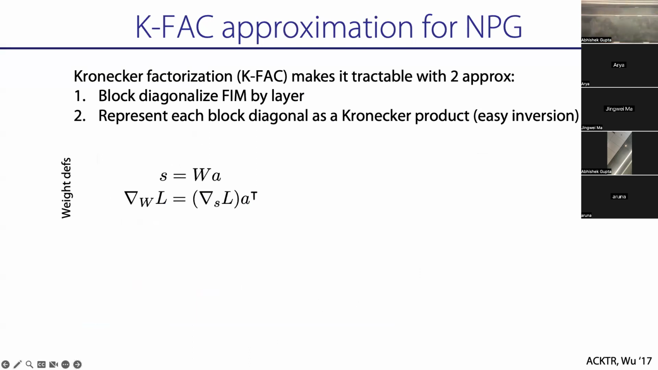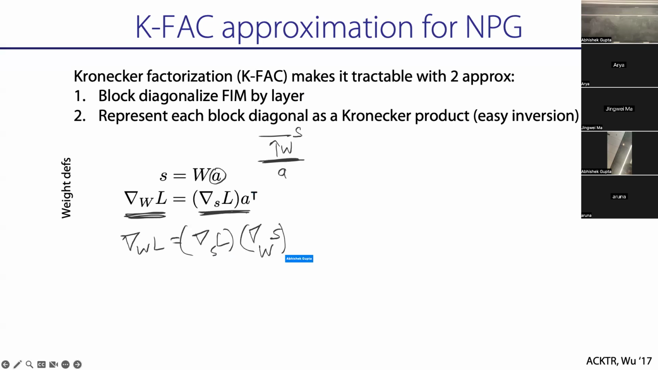So let's say we consider any one particular layer, right? Let's call A the activation at the previous layer, and then you multiply by W, and then it gives you S, which is the pre-activation at the next layer. I want to compute the gradient of your loss function with respect to W, right? Just by chain rule, you can write this as the gradient of the loss function with respect to S times the gradient of S with respect to W, right? This is just the chain rule.